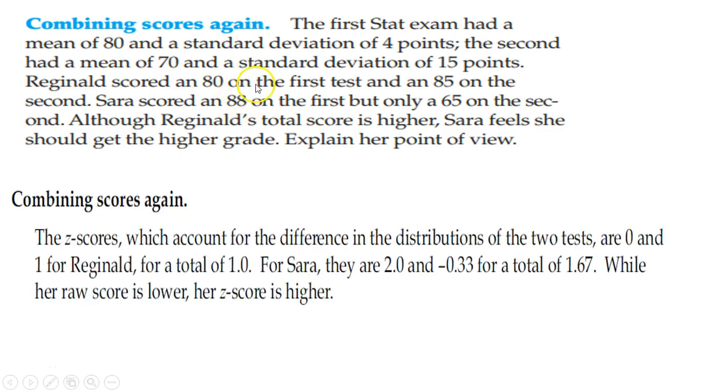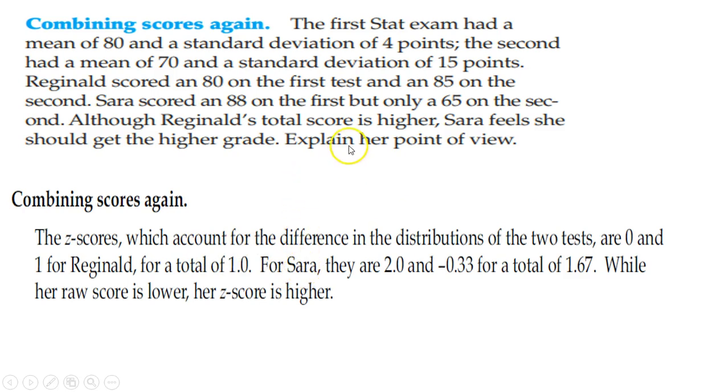Well, same idea as the last problem. The first one had a mean of 80 and a standard deviation of 4, and the second had a mean of 70 and a standard deviation of 15. Reginald got an 80 on the first test and an 85 on the second. So his z-score on the first one is easy: 80 minus 80 is 0. On the second exam he got an 85, and the mean was 70, so he subtracts to get 15, divides by the 15, and gets 1. So basically 0 and 1: Reginald totaled a 1 with both of his z-scores.